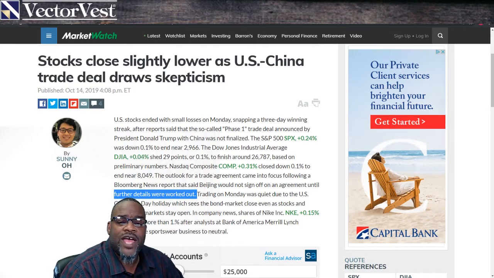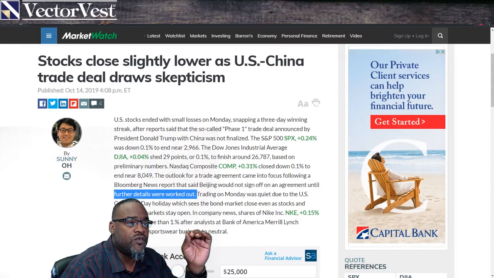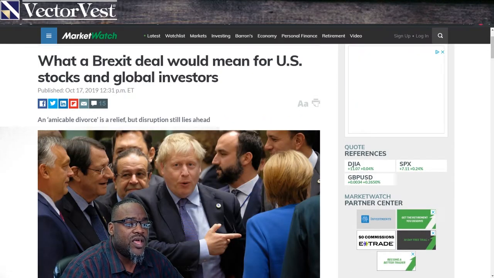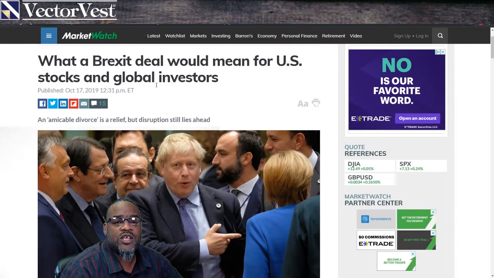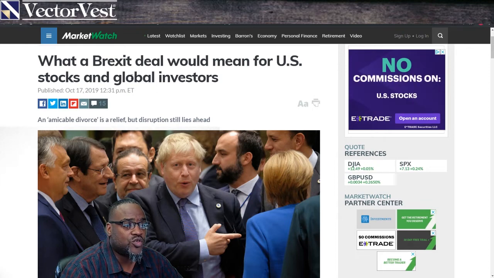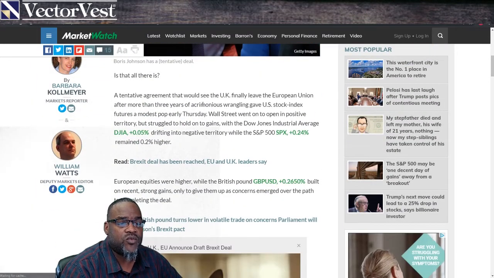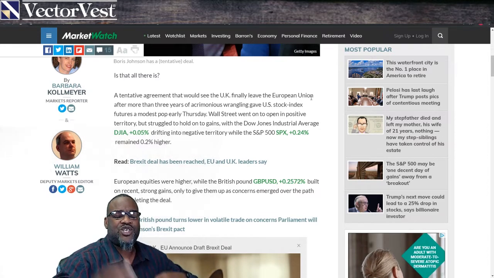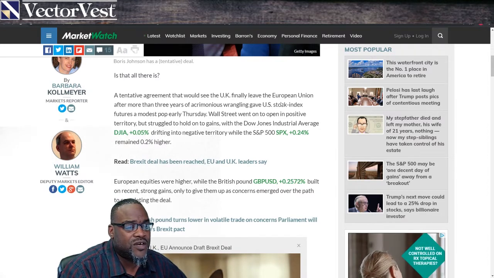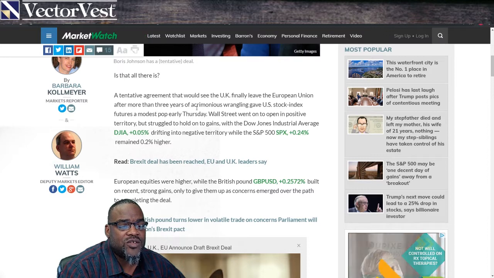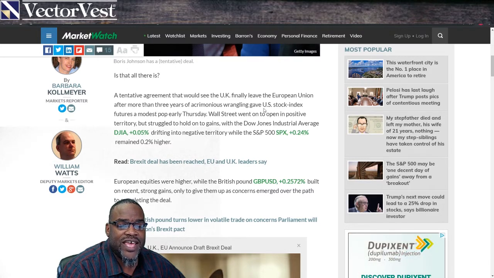Still under the whole headline of market overview, we just got news that a Brexit deal was potentially in the works as well. So what would a Brexit deal mean for U.S. stocks and global investors? A tentative agreement that would see the UK finally leave the European Union. This has been going on now for the past couple of years. After more than 3 years of acrimonious wrangling, it gave U.S. stocks index futures a modest pop early today, which is Thursday.